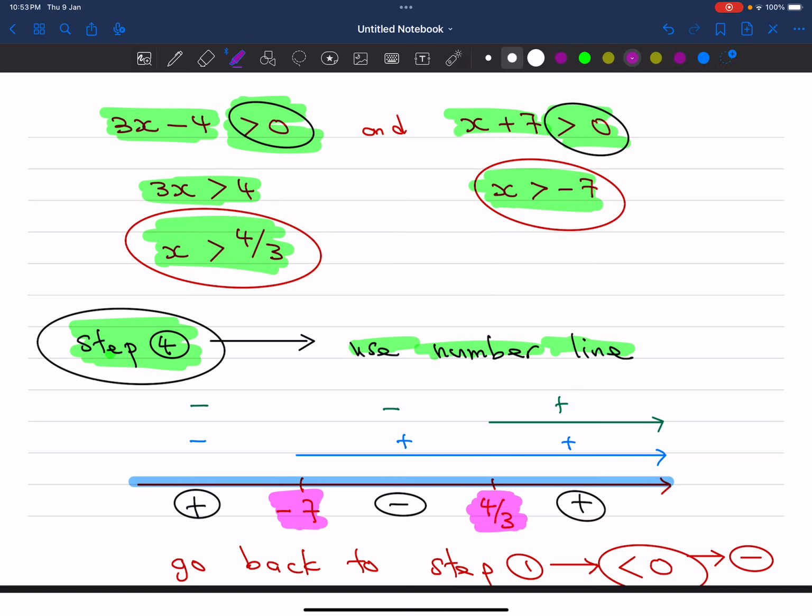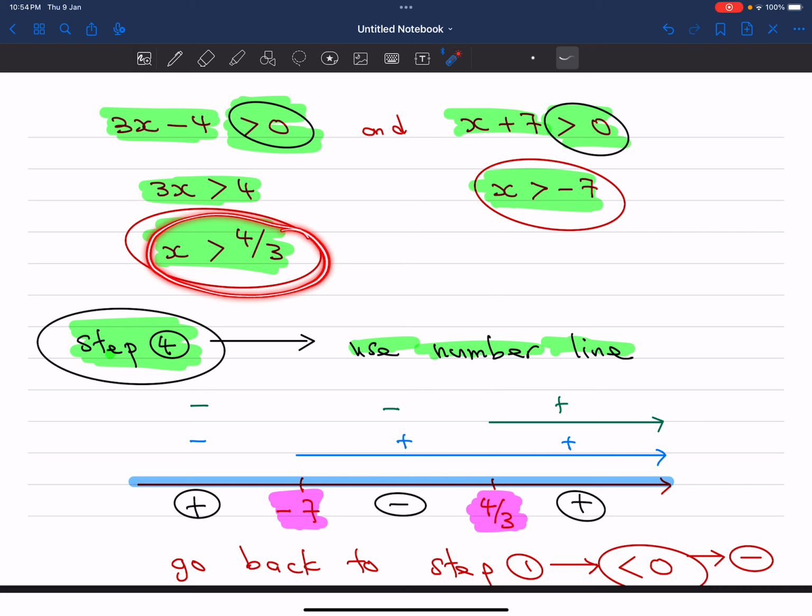Now, we must draw the line number. You watch carefully. I can start anywhere actually. I'm going to start with x more than negative 7. Actually, negative 7, more than, you go to the right hand side. This is x more than negative 7. You go to negative 7. More than negative 7, go to the right hand side. And when you have arrow, you put the positive sign. No arrow, negative sign.